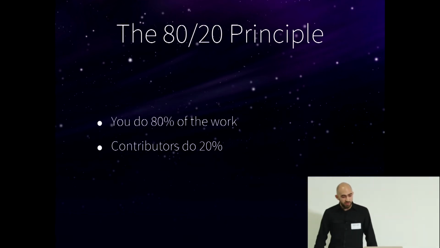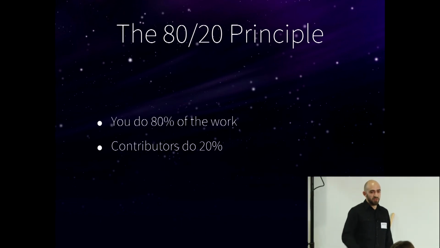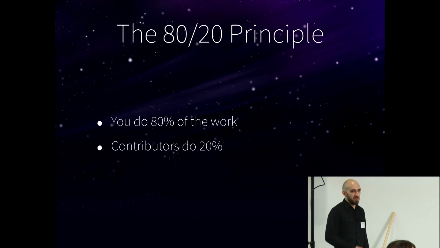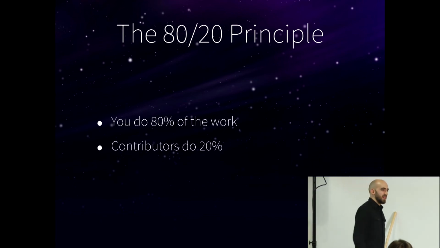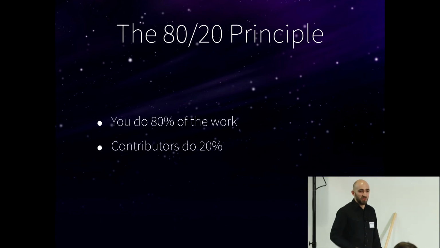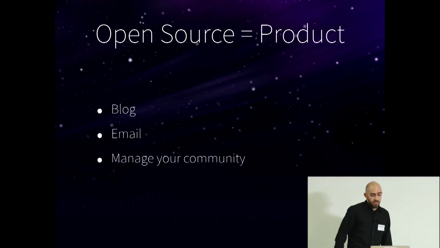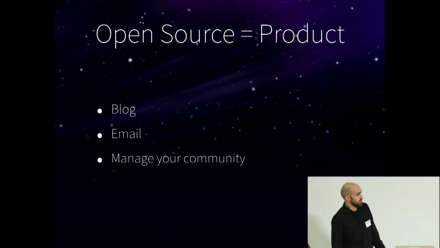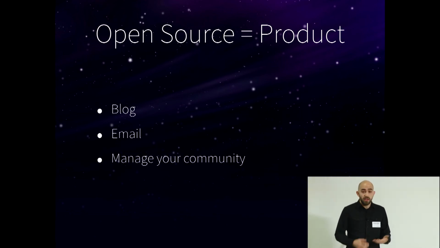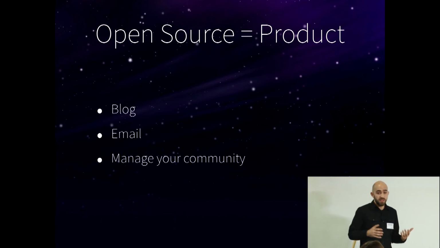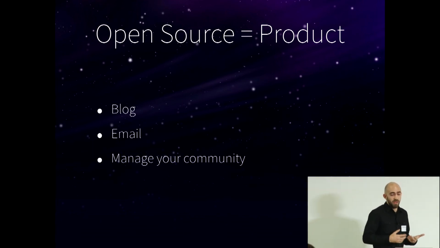I also learned about the open source 80-20 principle. You will end up doing 80% of the work, and then the contributors might help you with the last 20%, but don't think that you're going to open the GitHub repo and then have the pull requests coming in and doing all the work for you. That doesn't happen. Finally, I'm also starting to consider my open source project as a product, as a startup. That means blogging about it, having an email list, and taking care of the community. Because it's great if the community will happen organically, but you also have to encourage it.